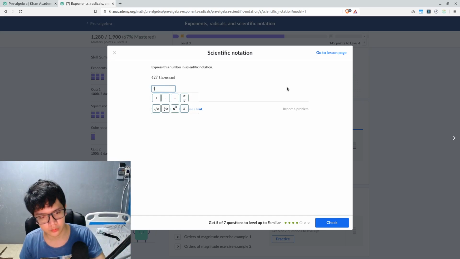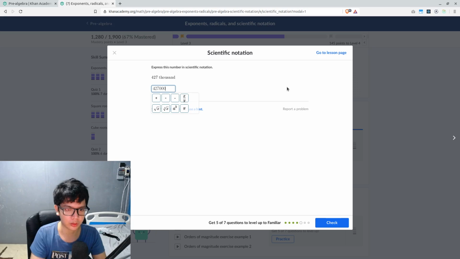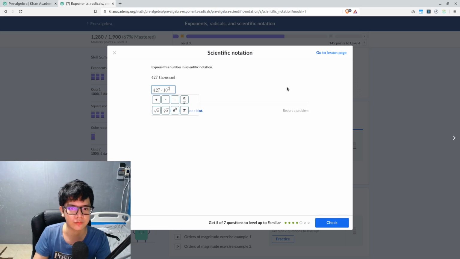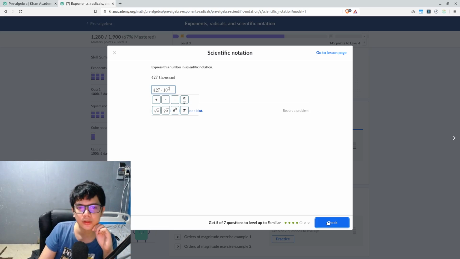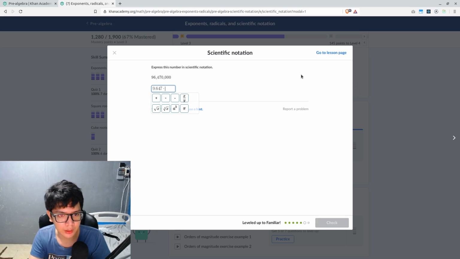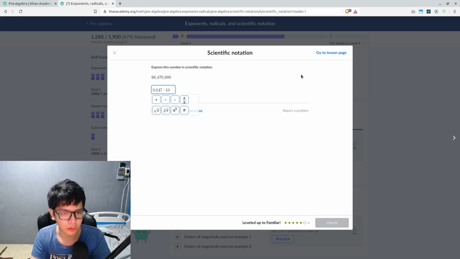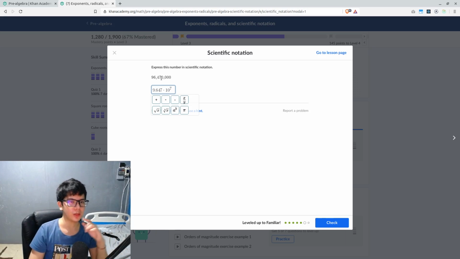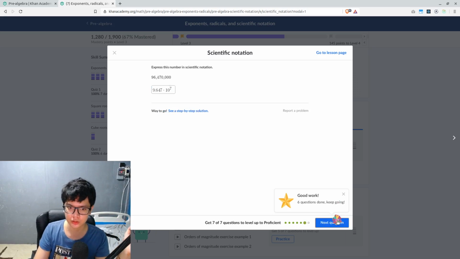427,000. 427,000 is 1, 2, 3, 4, 5. So 4.27 times 10 raised to 5. 9.647 times 10 raised to the 7 power.